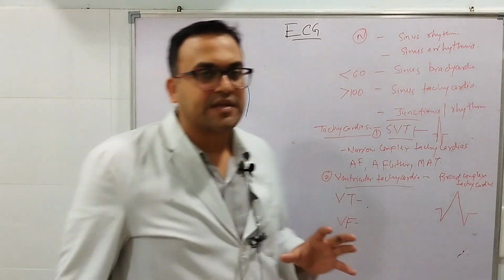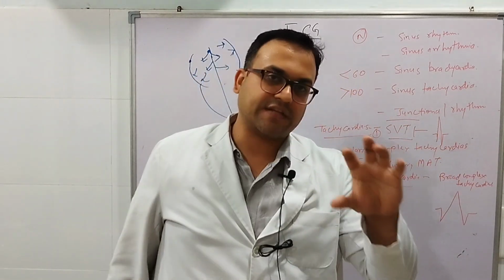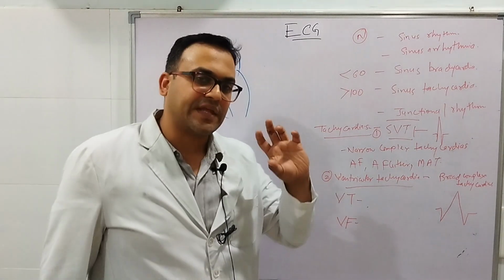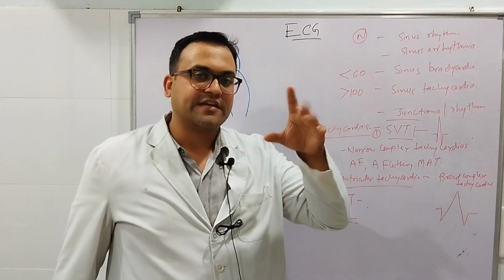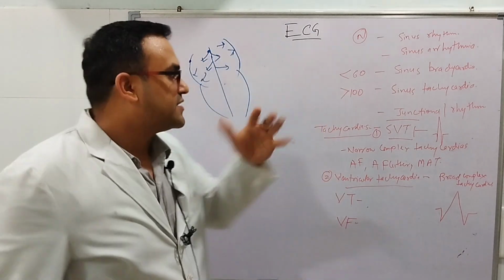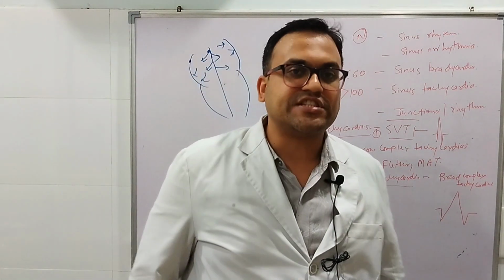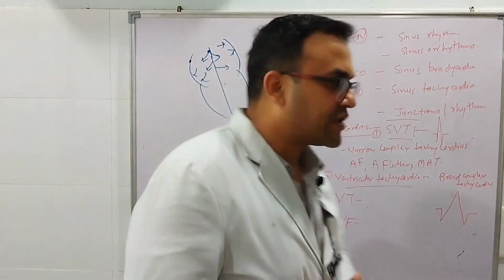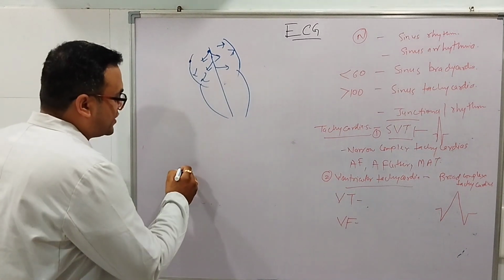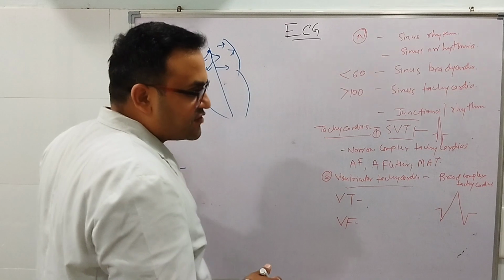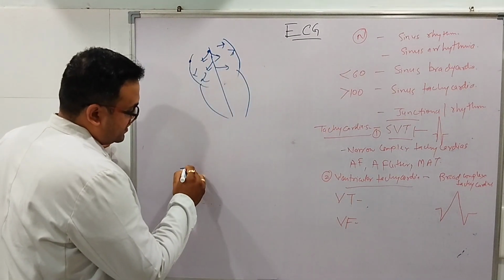So the atria cannot contract in a systematic way. It is fibrillating, and that is why we do not get any P wave in the ECG. There is no P wave. Or we can sometimes get a fibrillating P wave if we look carefully or do some further electrophysiological studies, but normally there is no P wave.